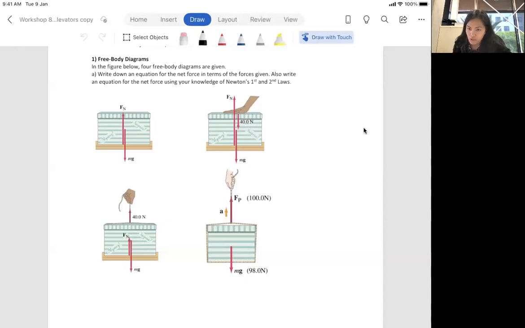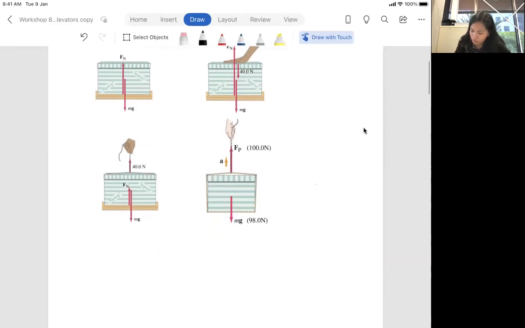So the first one is all about free body diagrams and translating the free body diagram into Newton's second law of motion. The forces are already drawn, meaning the free body diagram is already given, and we just need to use those forces to write down Newton's second law of motion. So let's do the first one.